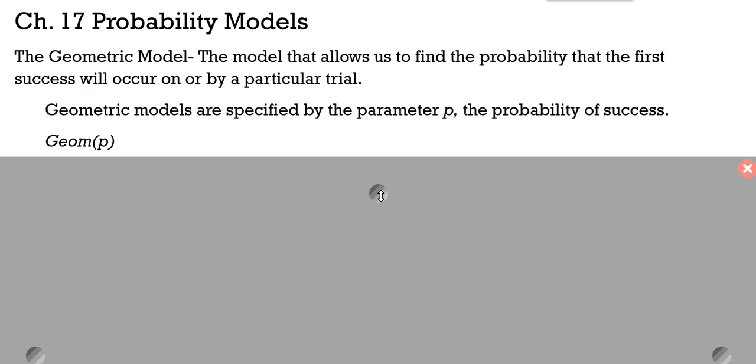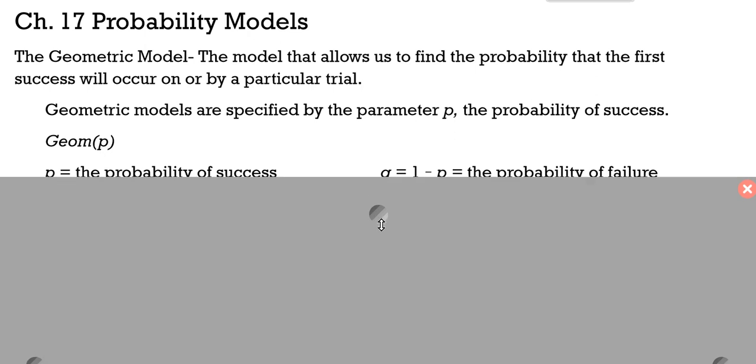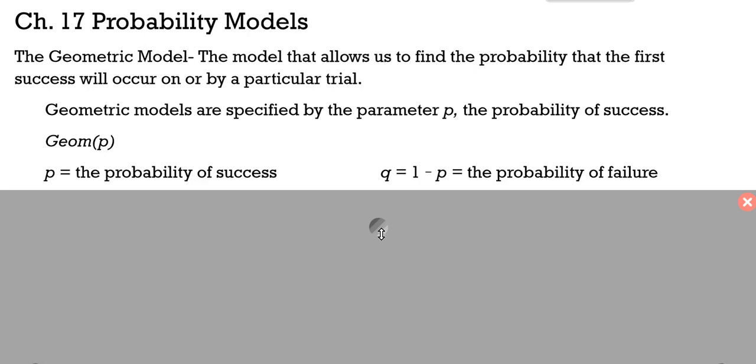So if we had the model represented by geometric p, or in this case geometric 0.2, the probability of success is 0.2. The probability of failure is, in our book, we call it Q. In the formula sheet from AP Central, it's 1 minus P. So just recognize that those are interchangeable.